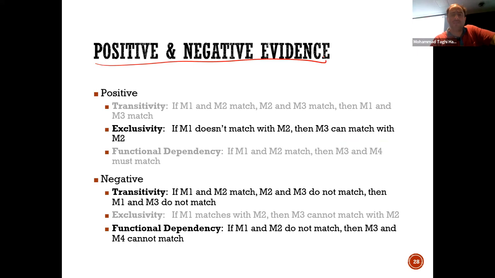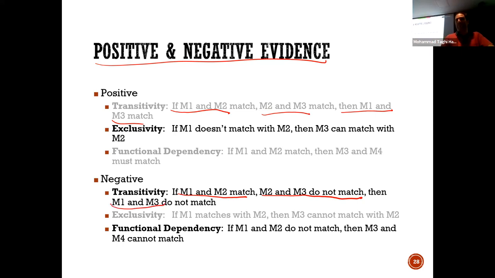Another thing that you may have is positive or negative evidence. For example, what is the positive or negative? So these are some examples of positive. Transitivity can essentially be a positive thing. If M1 and M2 match and M2 and M3 match, then M1 and M3 should match. So this is a positive thing. They should match. Sometimes you will say, no, they should not match. So if M1 and M2 match, M2 and M3 do not match, then M1 and M3 should not match.